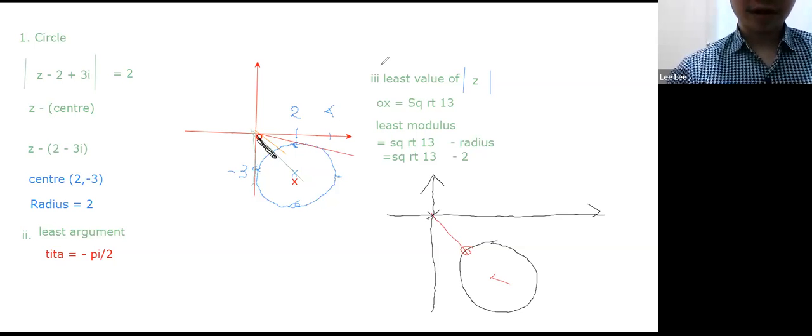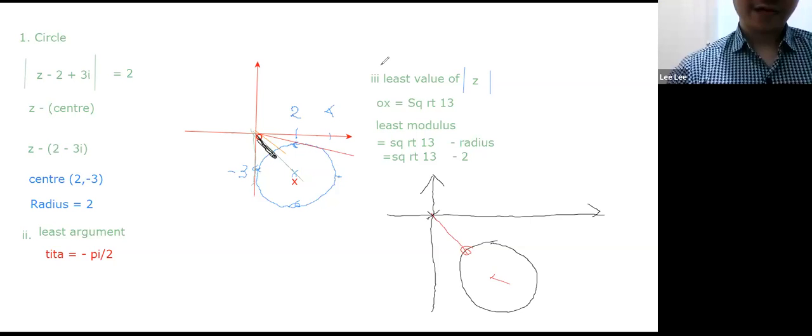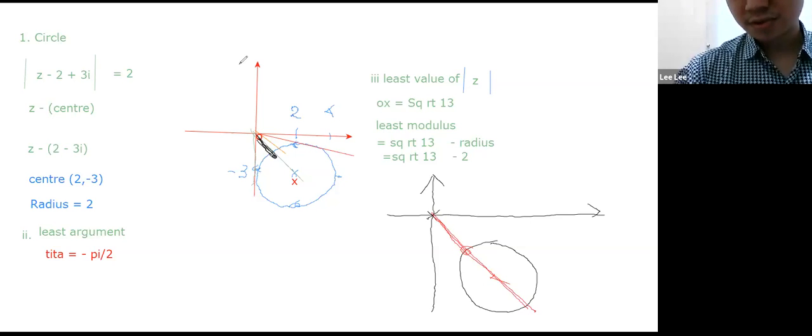So I cleared the board already. The orange color, that one is not short enough. It's also a modulus. In mathematics, when someone says modulus, modulus means length. So it can be any length to the point. It depends on the discussion. So if you want the longest, which is the longest? From here, you go to this point. That's the longest.